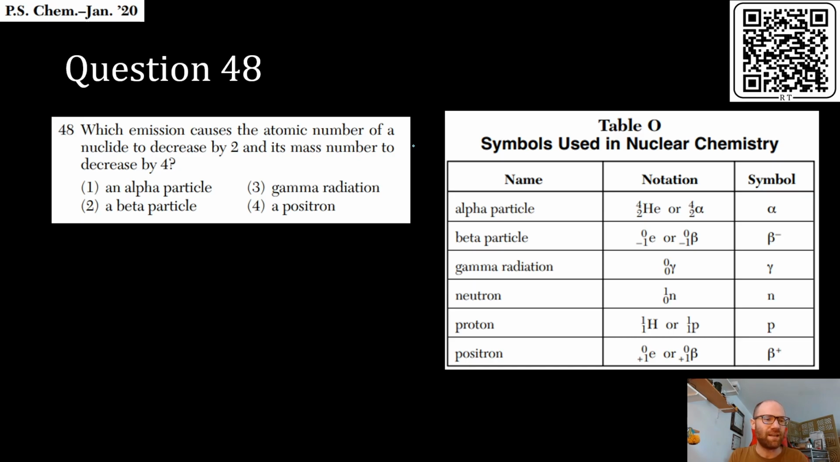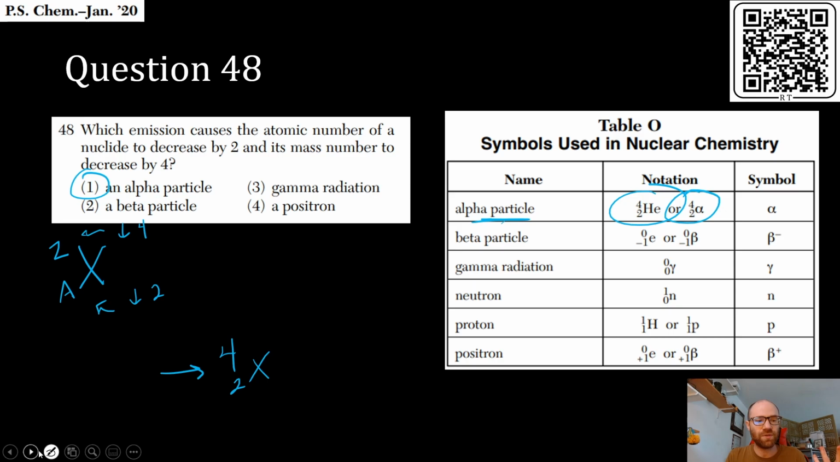Which emission causes the atomic number to decrease by 2 and the mass to decrease by 4? So the atomic number is found on the bottom, if we're looking at this AZX notation. We want to decrease by 2 and by 4. So we're looking for a particle that when ejected has a mass of 4 and an atomic number of 2. Just take a look at our table, and going down the list, right up at the top, I see alpha particle is really what we're looking for. So that means that our answer is choice 1.